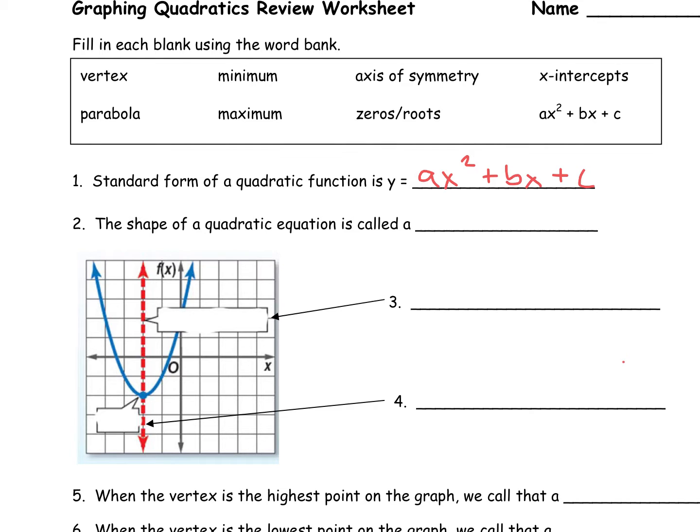The shape of a quadratic equation is called a what? A parabola. This little dotted line down the middle is what? Axis of symmetry. Oh, the little dot at the center down low here. What's that? This point. The vertex, perfect.